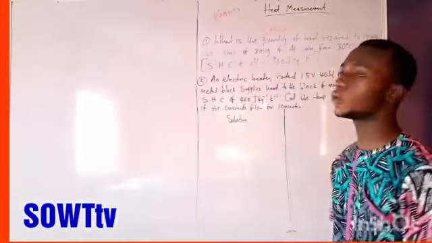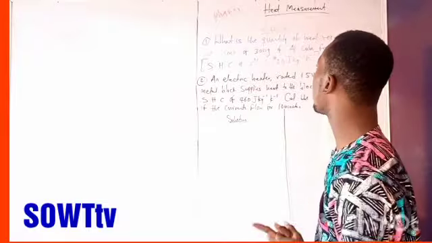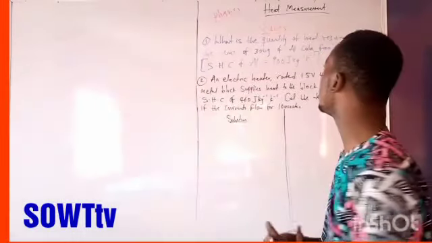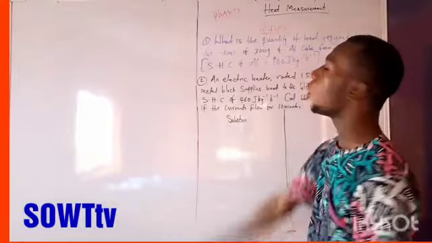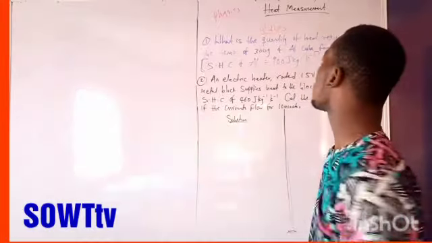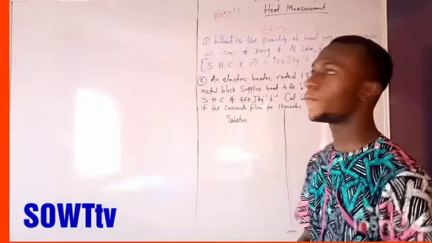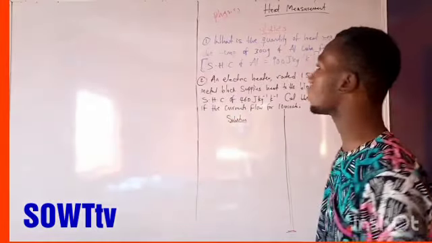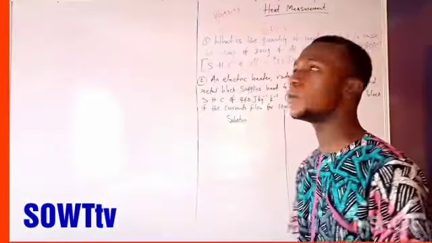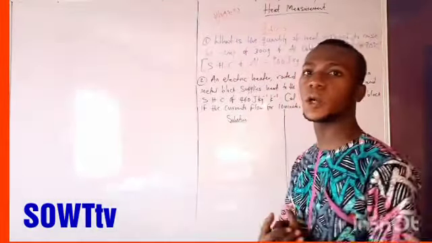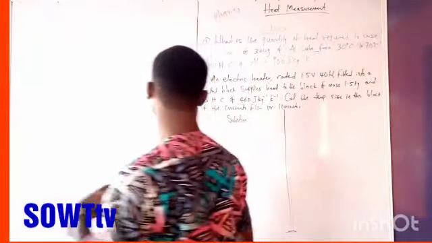So the first question, we have two quizzes on the board. The first question we have is, what is the quantity of heat required to raise the temperature of 300 grams of aluminium cube from 30 degrees Celsius to 70 degrees Celsius, given the specific heat capacity of aluminium to be 900 joule per kilogram per Kelvin?